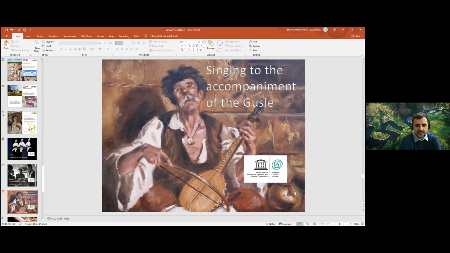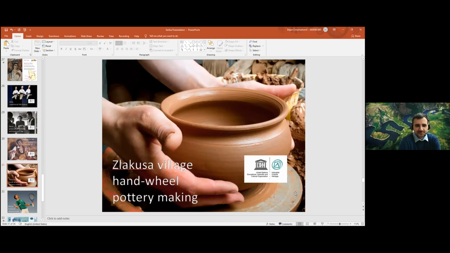Gusle is this instrument, and the tradition of singing gusle is something it's better to search on YouTube so you can hear. It's quite memorable, something very, very unique. Vlakosa village pottery, it's in part of the West Serbia village where specific pottery is being made.